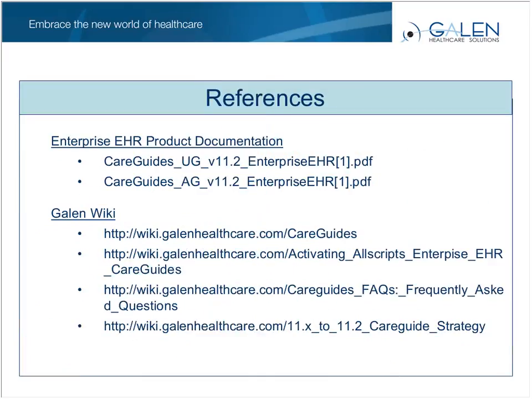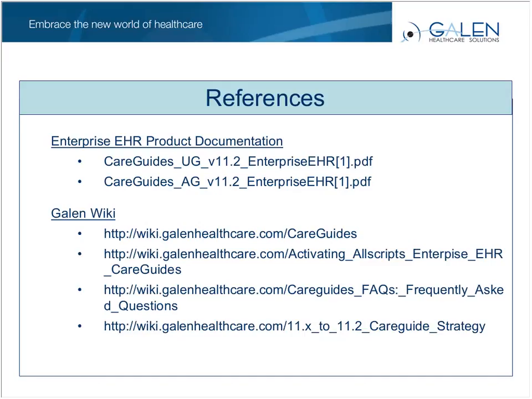We're just about finished. This is a list of references. I'll leave it up for just a minute, but I will also list these references on our Galen Wiki for you. These references I found very helpful. The Care Guide User Guide and the Care Guide Administrator's Guide, these first two on the list, are extremely helpful. They can both be found under Product Documentation in the Enterprise EHR version 11.2 Product Documentation. So again, you'd pull up Enterprise EHR version 11.2, and then if you just do all documentation, you'll see these two documents there.